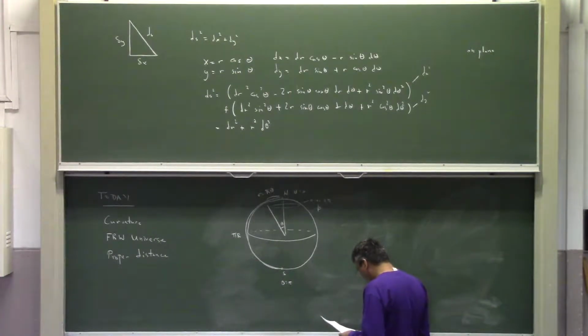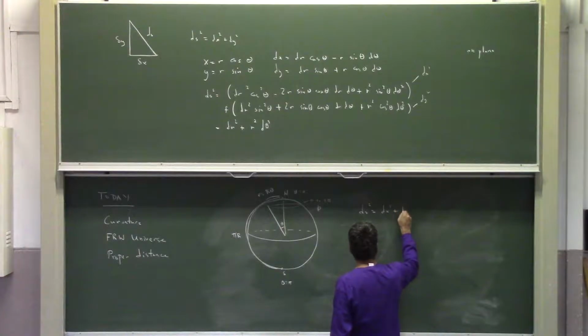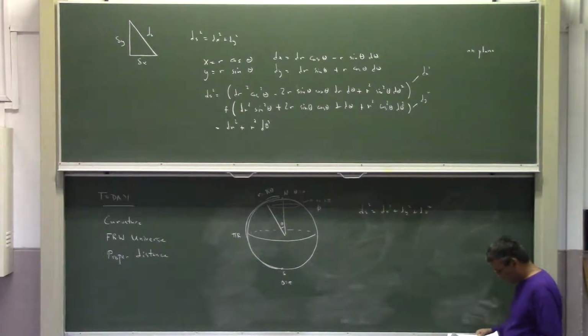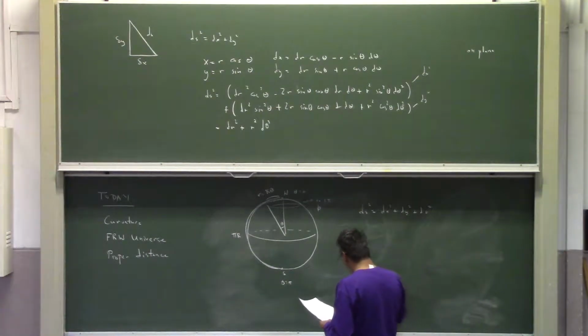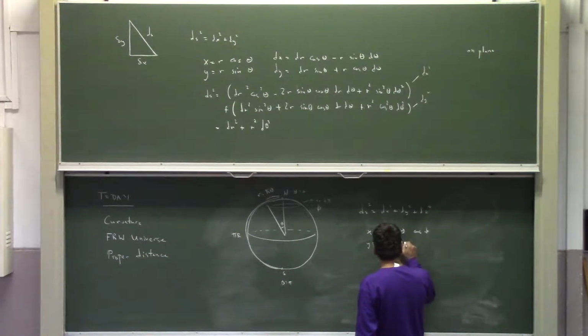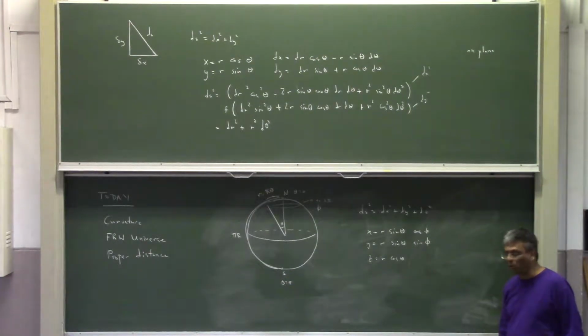Okay? So we'll start by looking at the analog formula for distance in 3 dimensions. We have dx squared plus dy squared plus dz squared is ds squared. And it's still for polar coordinates. X will equal r sine theta cosine phi. Y will equal r sine theta sine phi. And z will equal r cosine theta. And you convert from Cartesian coordinates to spherical polar coordinates.